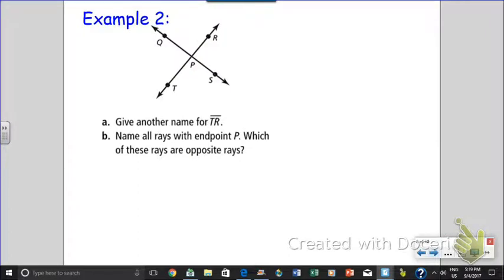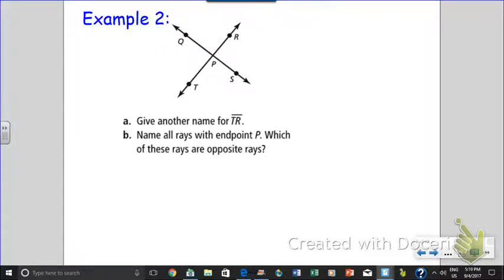Next example, give another name for line segment TR and name all rays with endpoint P. Which of these rays are opposite rays? Another name for line segment TR would be segment RT. Name all rays with endpoint P. Which of these rays are opposite rays?